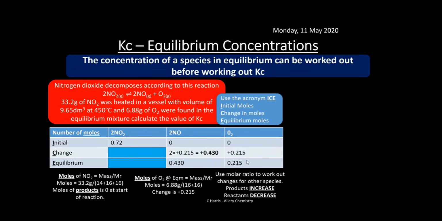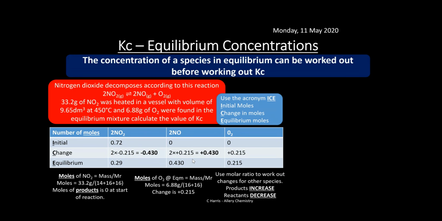Okay, so let's look at NO. For NO, we've got a change of 2 lots of 0.215. Now we know it's 0.215 because this is the moles that we worked out for O2. We've got 2 lots of them, so the change is going to be twice as big. So it's going to be 0.430. So the total amount of NO at equilibrium is 0.430. That's the number of moles.